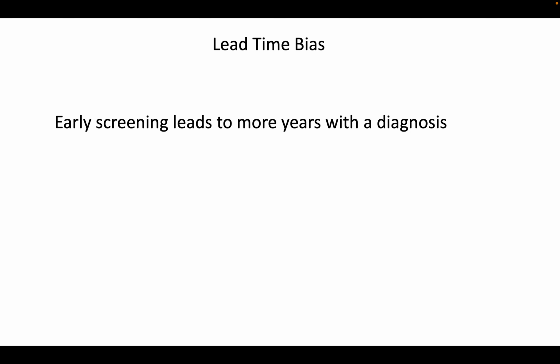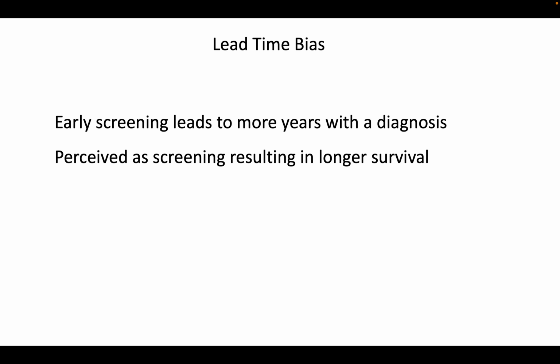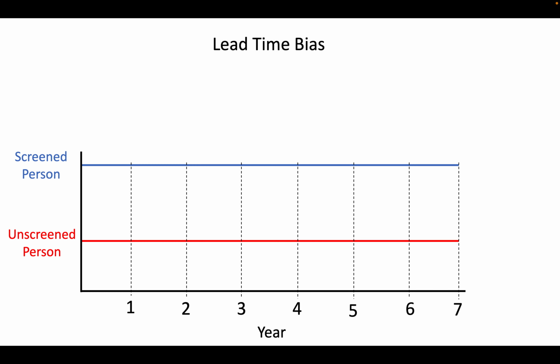The first one is lead time bias, and the basis behind this is that when you screen someone, it leads to more years of them knowing they have the disease, and this is perceived as having lived longer after their diagnosis. To illustrate that, I have this visual where we have a person who's screened being followed over these 7 years, and an unscreened person being followed over these 7 years.